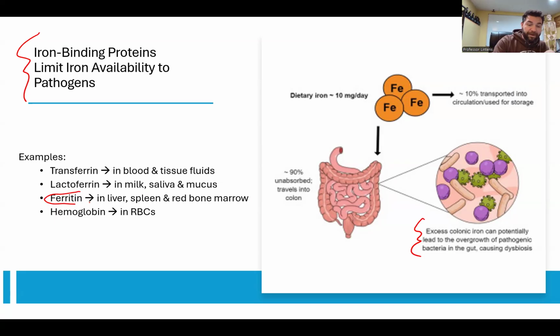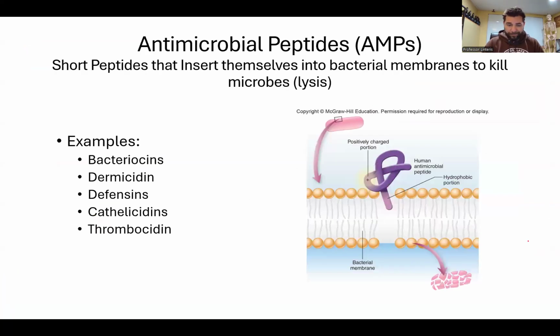One that we talk about is ferritin in the liver. I think I mentioned that last lecture. I don't remember. That can bind iron and help us recycle red blood cell components and things like that. Hemoglobin has iron, transferrin, lactoferrin, whatever. Basically, by having these iron binding proteins, it limits the amount of iron that's available to these bacteria, right, that are pathogenic and could grow way out of control if they had access to all of it.